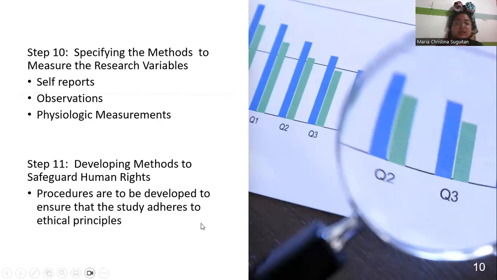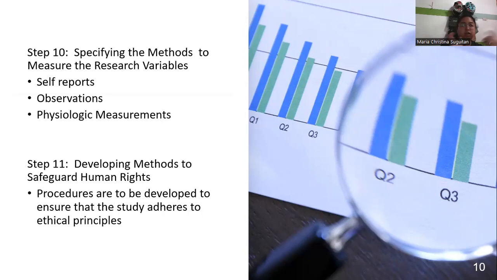Guys, dito po papasok yung ethical issues, okay? Sa human rights, makaka-harm ba ito sa tao? Magiging confidential ba ito? Para may gagamitin kayong ethics, okay? Kaya nga nag-bioethics kayo. So, dito nyo ilalagay sa step 11. Okay, ano yung mga ethical considerations?